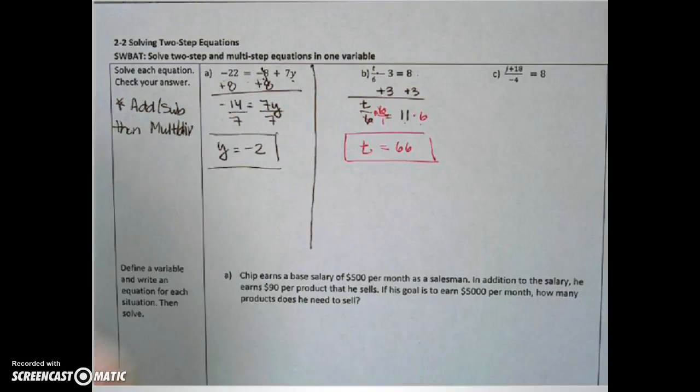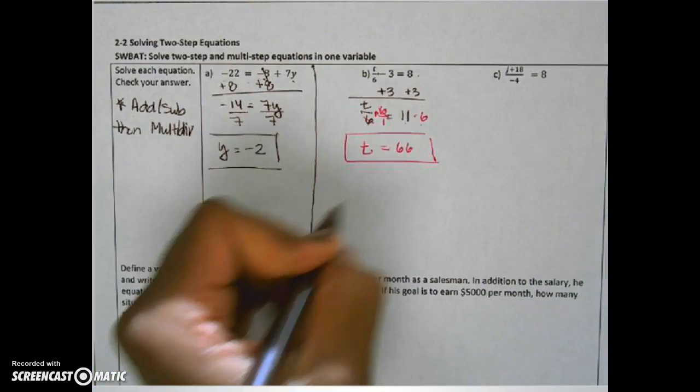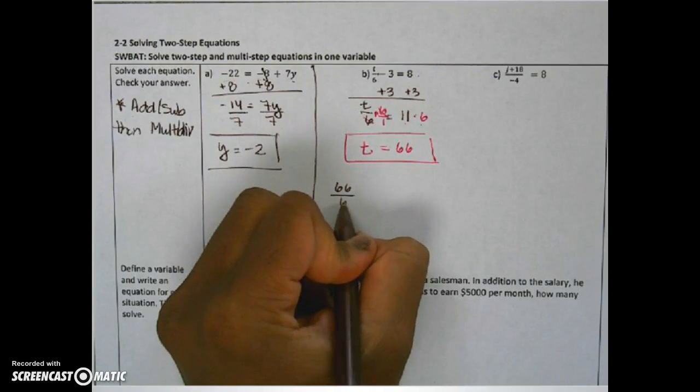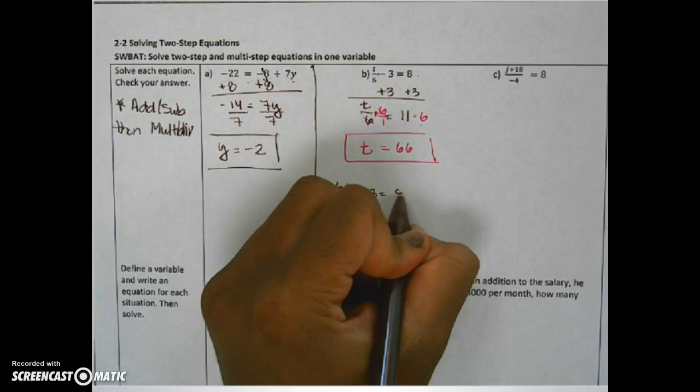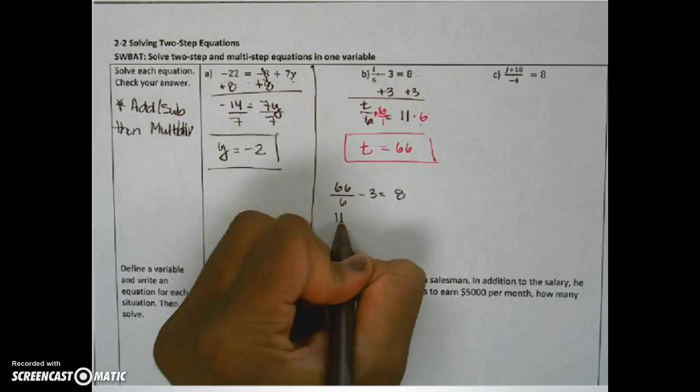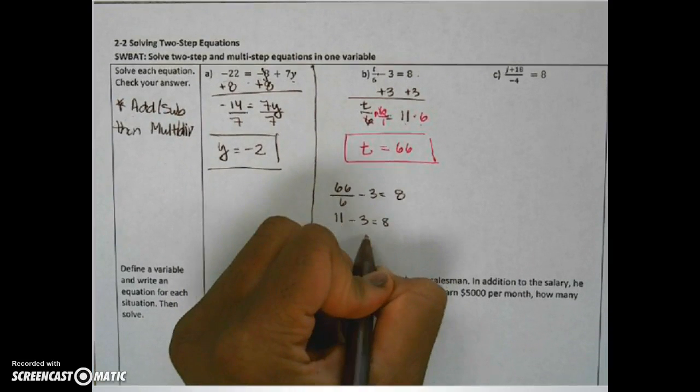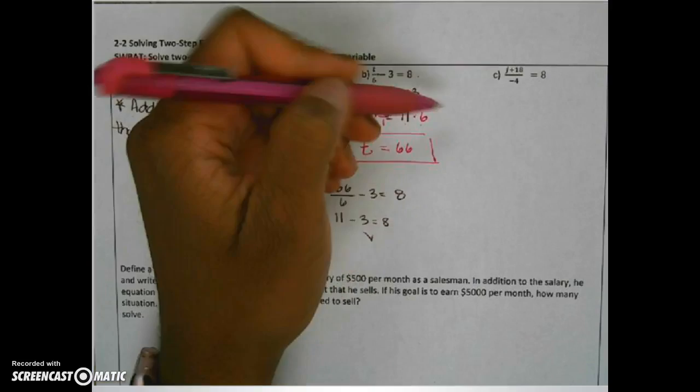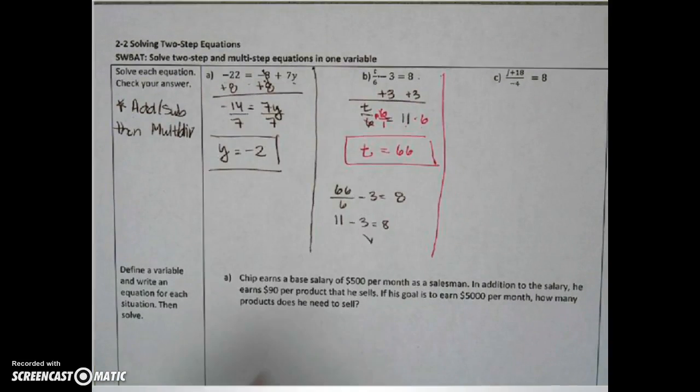t equals 66. I do know how to check. So just to show you, 66 over 6 minus 3 equals 8. So 11 minus 3 equals 8. Check. Okay. It's not a lazy thing. It's just I want this video not to be forever.